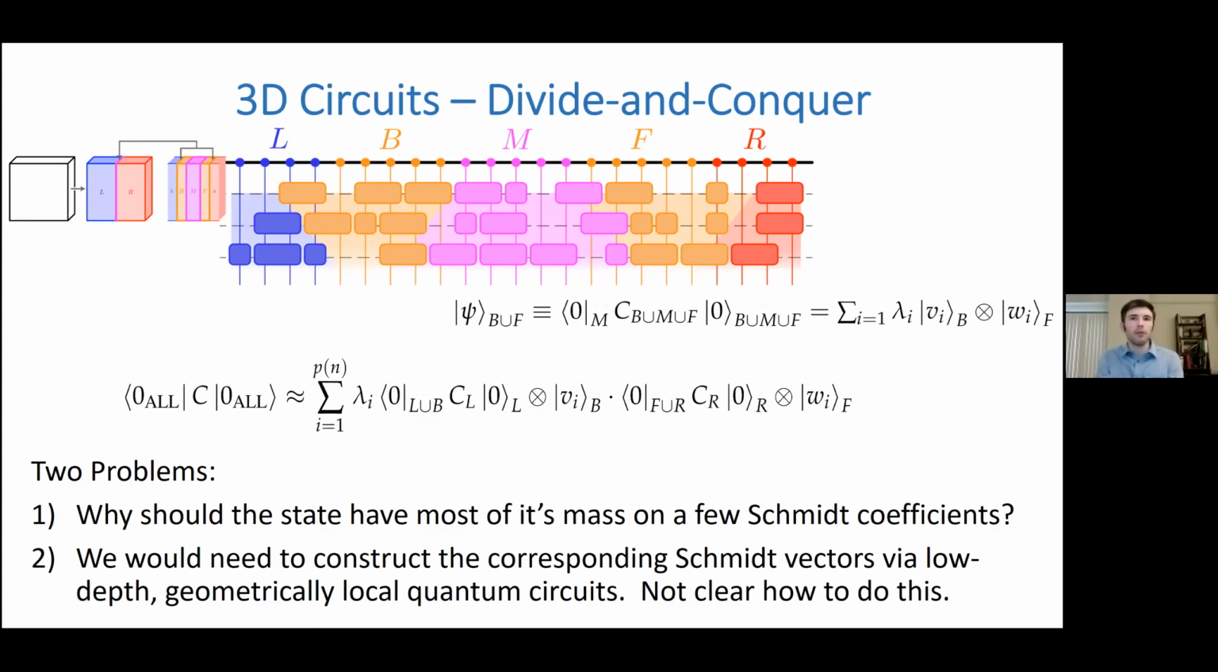However, there are two problems with this approach. One, we assumed that this state, psi BF, has most of its mass on just a few Schmidt coefficients, but why should that be true, or how could we prove it?